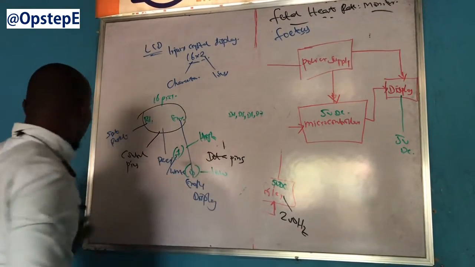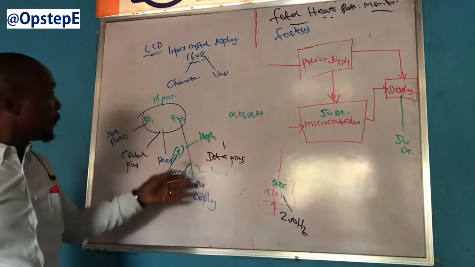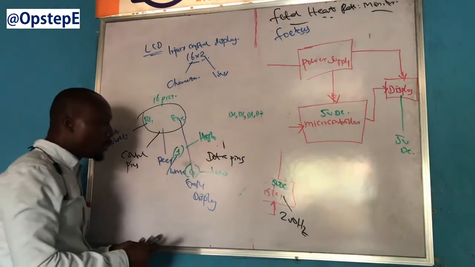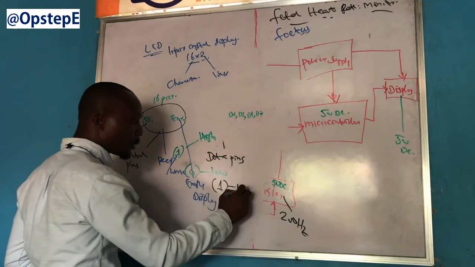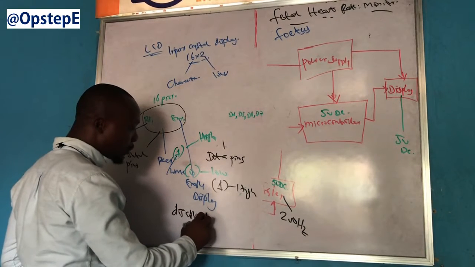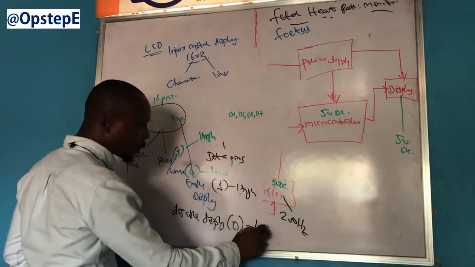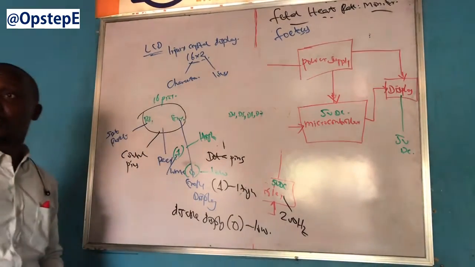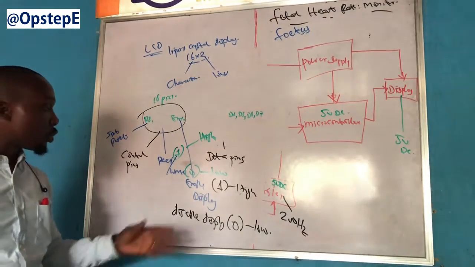The enable, the EN, is where you enable the display. Now, to enable the display, it also has to be a 1 or a high. To disable the display, just make it a 0 or a low. Does it make sense? Make it a 0 or a low.